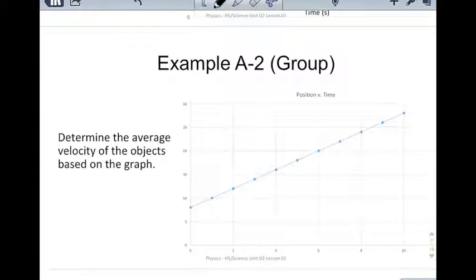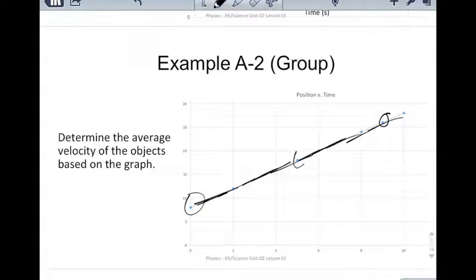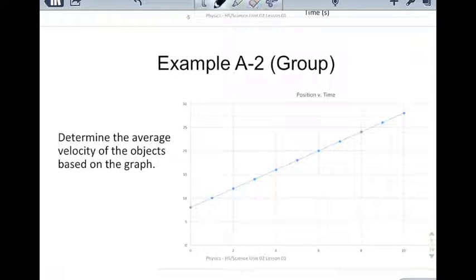You should be able to determine the average velocity based on this graph, remembering that you have to take any 2 points. Remember, any 2 points on a straight line will have the same value. So I don't care if you take this point and this point, or this point and this point. It makes no difference to me. Now remember, when you do this, though, it's generally easier if you take 2 points that are easy to distinguish.